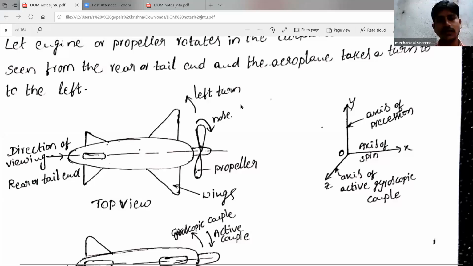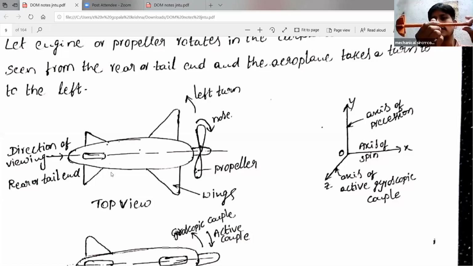So already I said one small example. It is considered as one aeroplane. The plane will have the propeller at the nose end. All of you observe that. When the propeller rotates in the clockwise direction when viewing from the rear end, rear end means this side, then the plane will take to the left side.